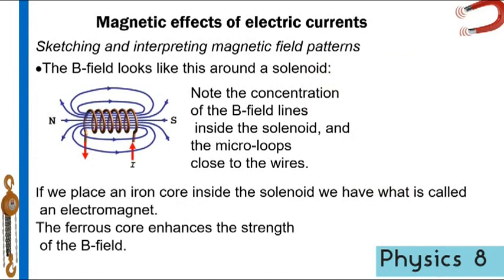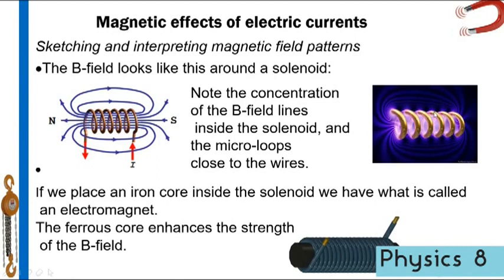So we need to ask ourselves the question, what does the magnetic field look like around a solenoid? If you look at the diagram here on the left hand side of the slide, you can actually see what those fields look like. And they look very similar to the magnetic field generated around a bar magnet.